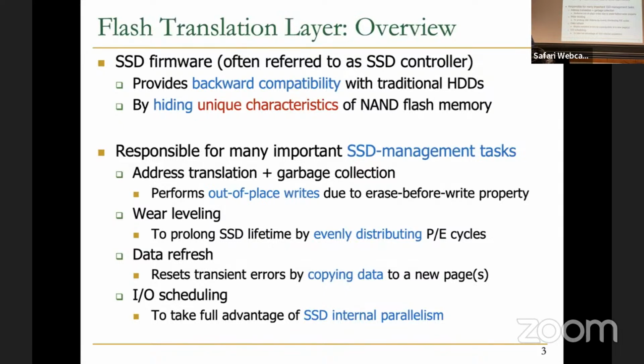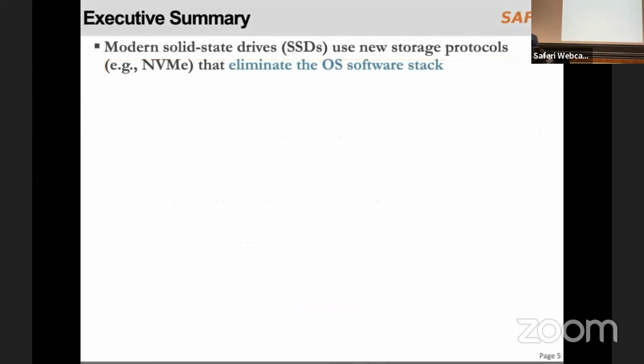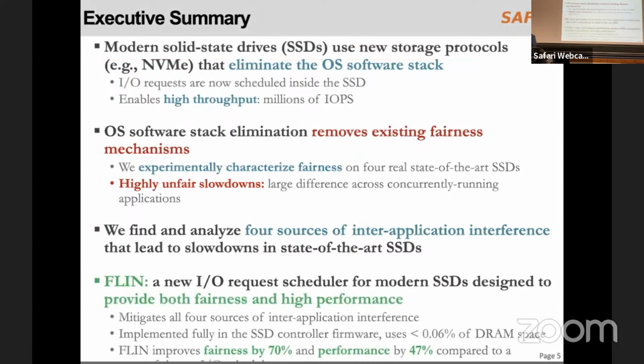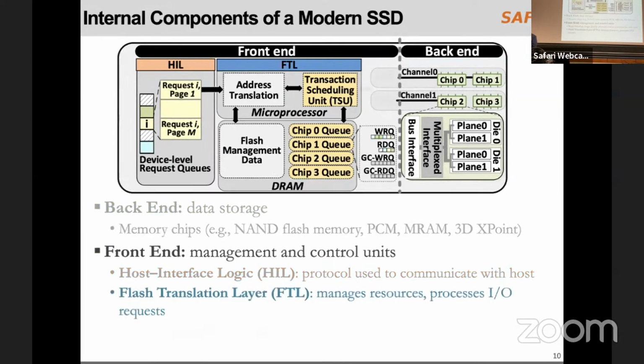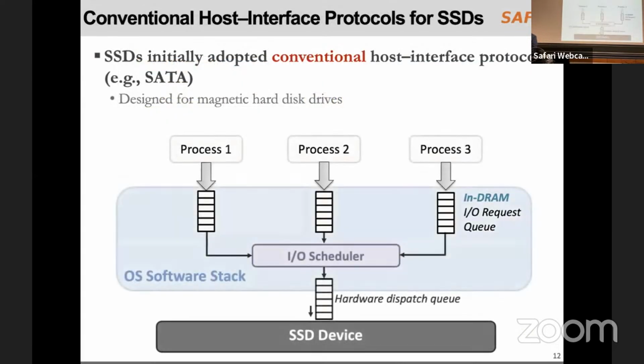Essentially, I/O scheduling is one of the parts of the FTL in modern SSDs that use the NVMe protocol. In the past, for SATA SSDs, we didn't really need I/O scheduling inside the SSD. We could use OS level I/O scheduling. But now, because of these NVMe SSDs that we discussed, we move all the queues to the SSD. So this is the conventional one.